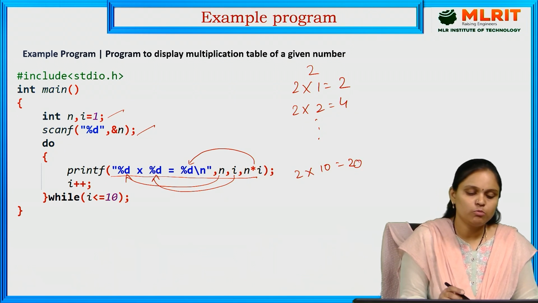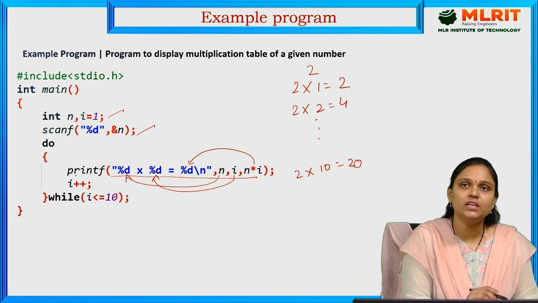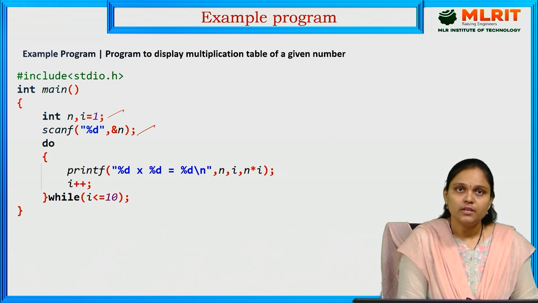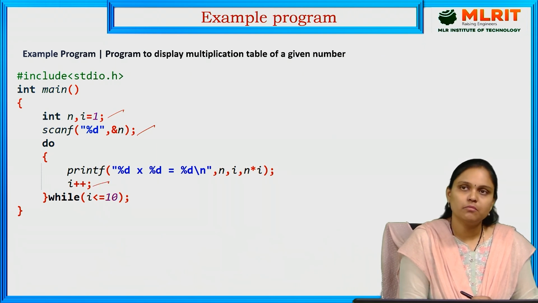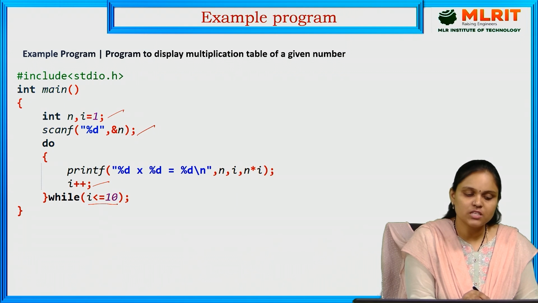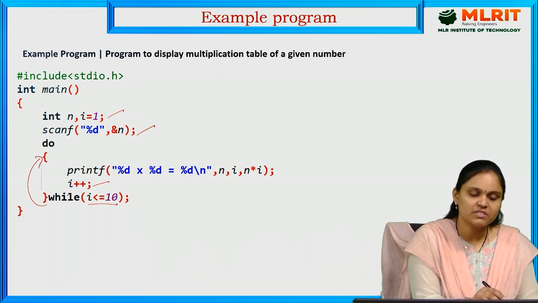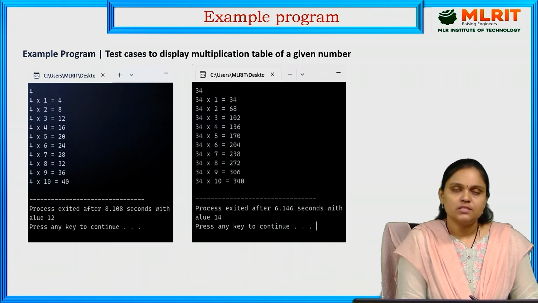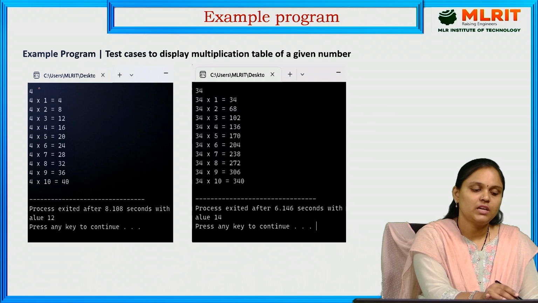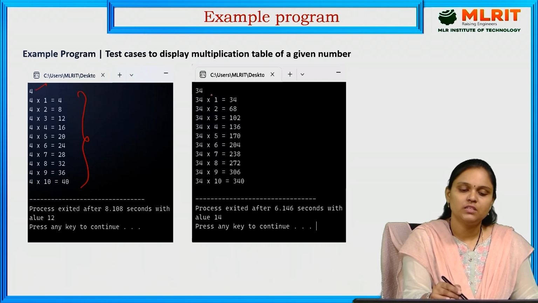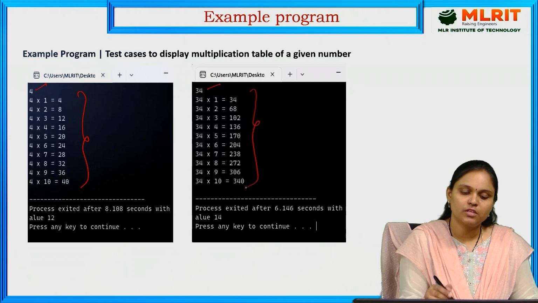For that, in the do block we write the statements that should get repeated, and here itself we modify the loop variable, and then we check the condition. If this condition is true, again we go to the do block and the statements get repeated, and the do block will be repeated until the condition is false. So this is a test case. If you give 4 as an input, the multiplication table of 4 will get printed, and if you give 34 as an input, the multiplication table of 34 will get printed.